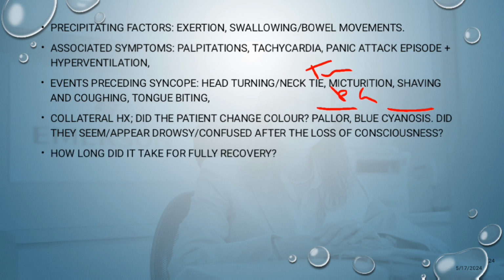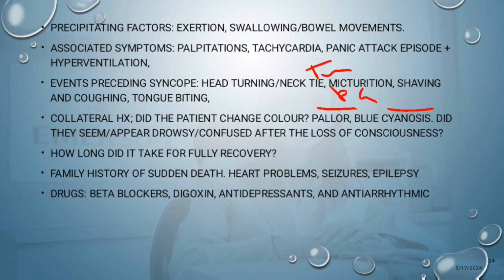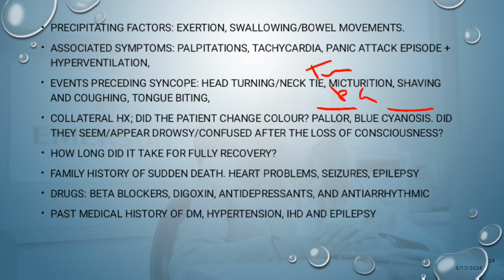The next thing we can ask is how long did it take for them to fully recover, to come back to full baseline? Okay, is there any family history of sudden death, heart problems, seizures, and epilepsy? Okay, drugs. Is the patient maybe using beta blockers, digoxin, antidepressants, or antiarrhythmics? Then for the past medical history, you can ask about DM, hypertension, any heart disease, any epilepsy, even anemia.